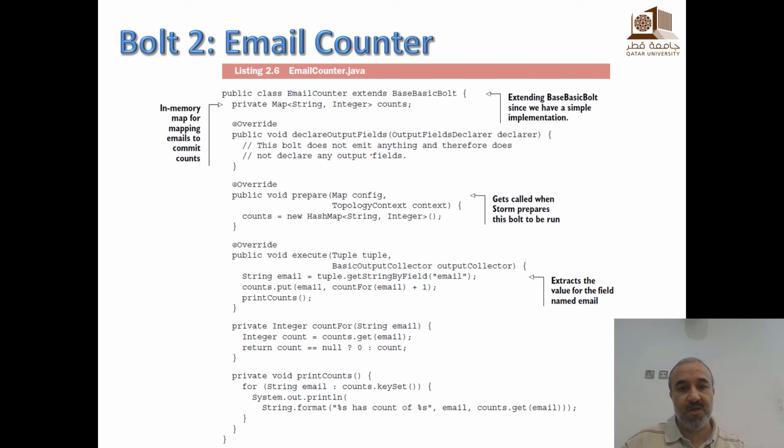So the email counter, what is the output of it? Nothing. It doesn't do any output. It's just a toy example, so it doesn't give any output. It just keeps counting. So there's no schema for the output, and you'll see that this function actually is empty.